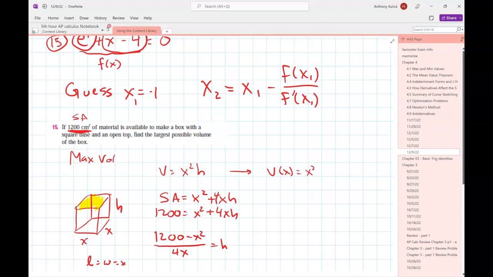So my volume, oh, is it going to stop? It's teasing us. My volume then in terms of x is that.